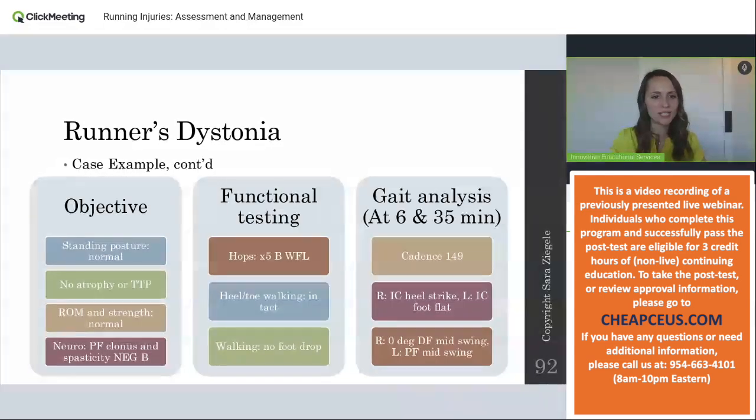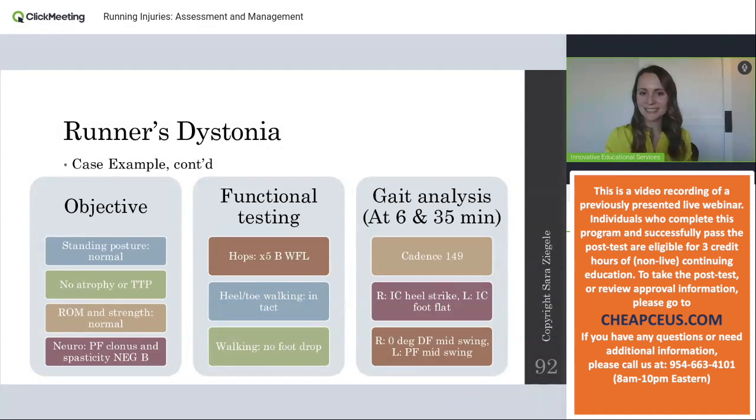So in taking a look at this, she had no postural abnormalities, no muscle abnormalities. Everything was strong. So despite having foot drop, she had full 5 out of 5 strength. She had no classic neurosigns like her clonus and spasticity were negative. Functionally testing her, she could heel walk, toe walk, she could hop, she could do anything when she wasn't running.